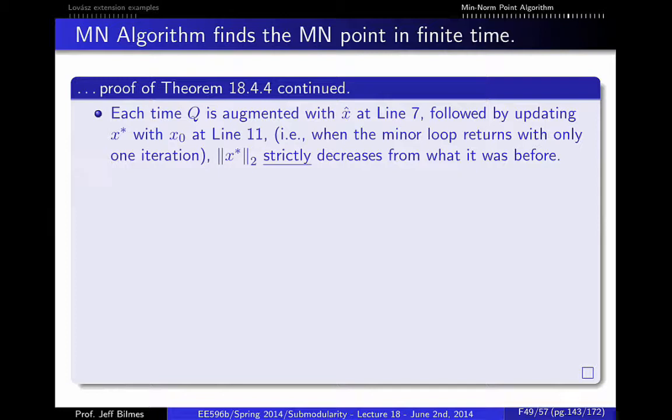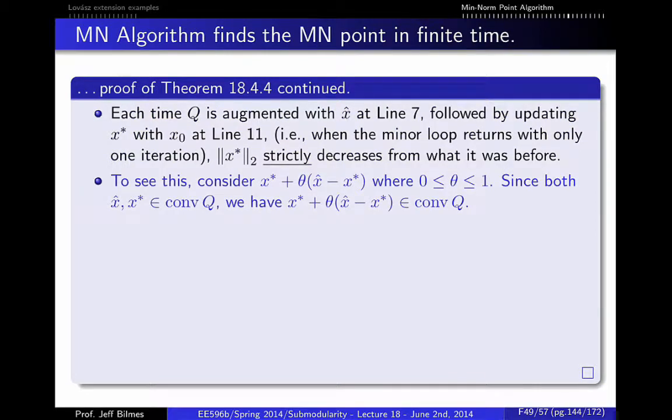Here's now something that's very, very critical. So each major loop in line 11, when the minor loop returns in one iteration, which will happen at some points, each time that happens, the norm of x star is going to be strictly decreasing from what it was before.